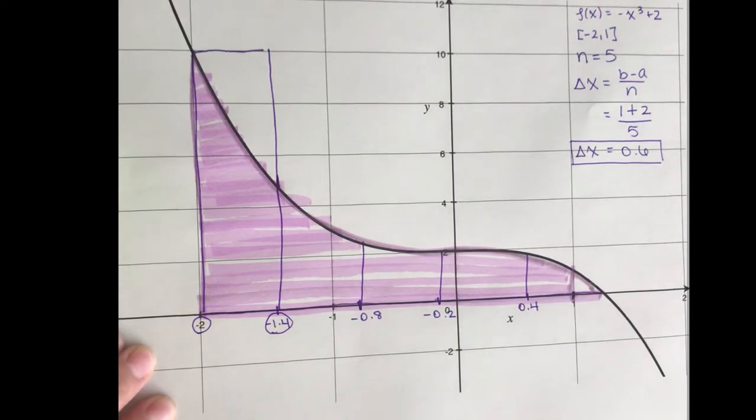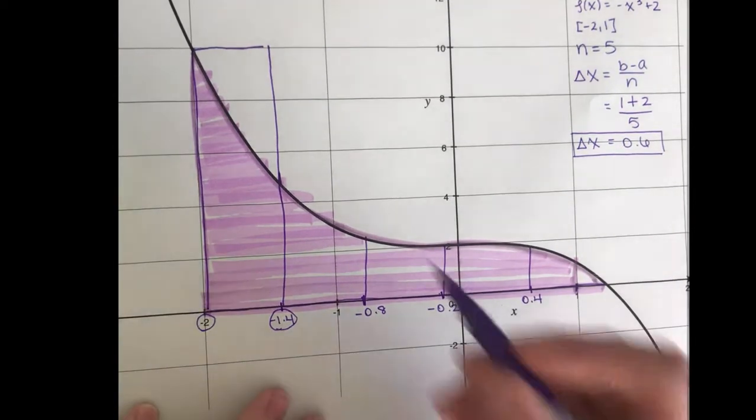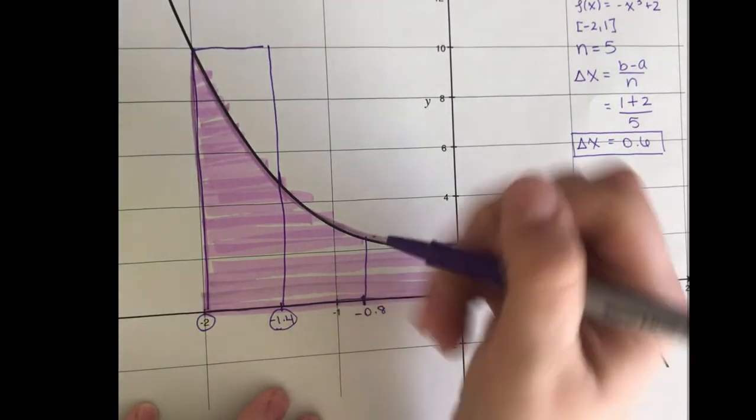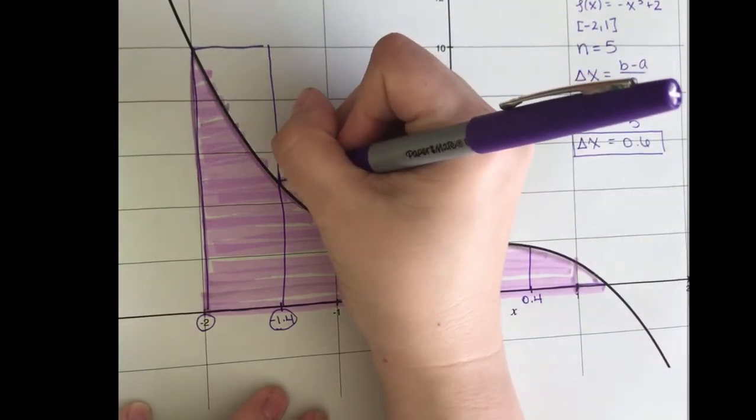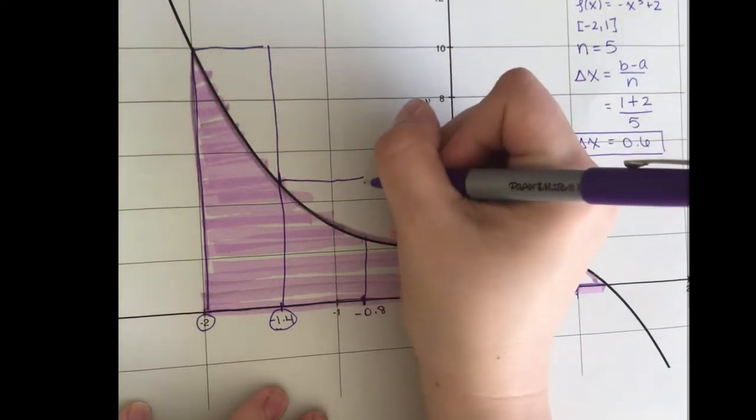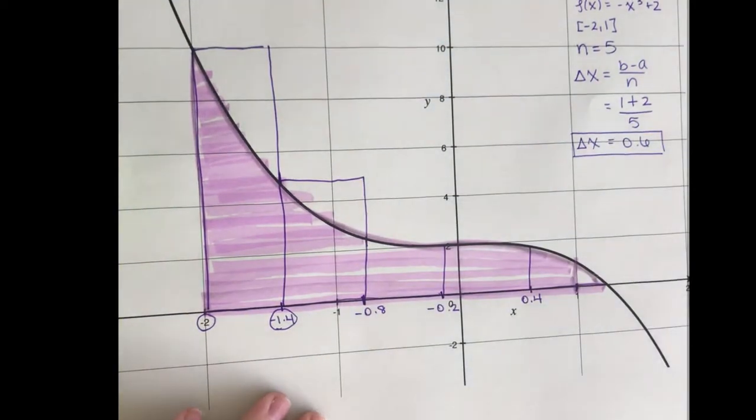Again, remember when we're building these rectangles, sometimes we'll have a little bit of over approximation. Sometimes we'll have a little under approximation, depending on the shape of the curve and the type of rectangles that we're using. Okay, we're going to do this again for the second rectangle. Go to the left side of it, move across till you get to the right side, and draw down.